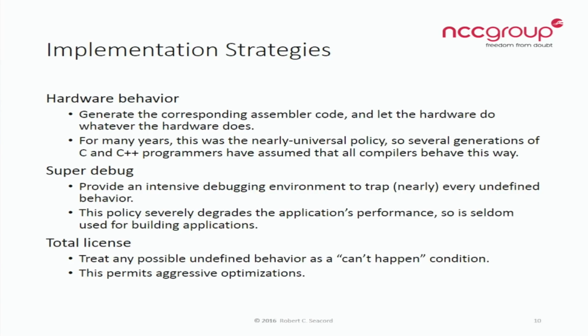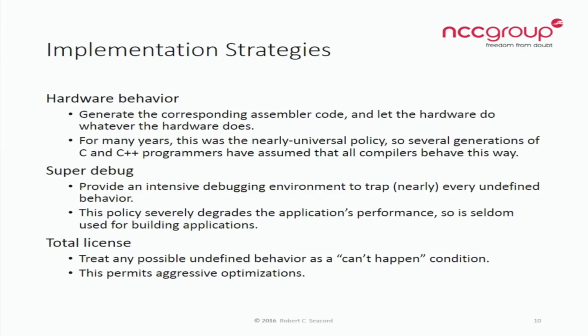So there are 3 general strategies compiler writers will follow to generate code. The first is the hardware behavior, in which the compiler just generates the corresponding assembly code, and you let the hardware do whatever the hardware does. And for a long time, that was really how C worked. So old programmers are very familiar with that type of implementation strategy.